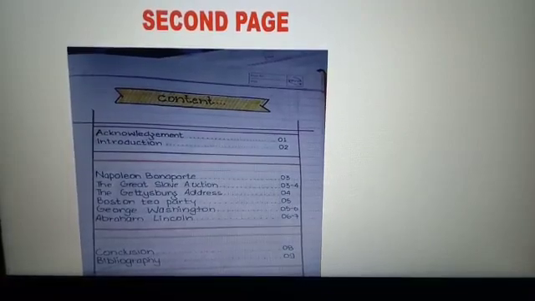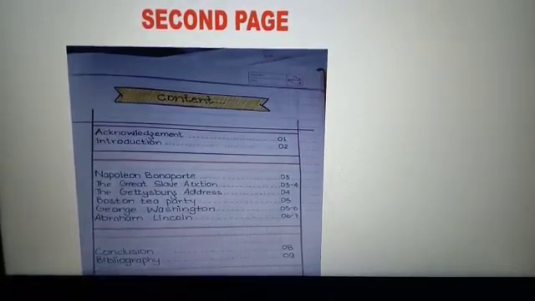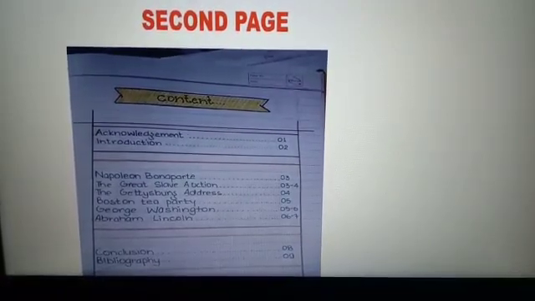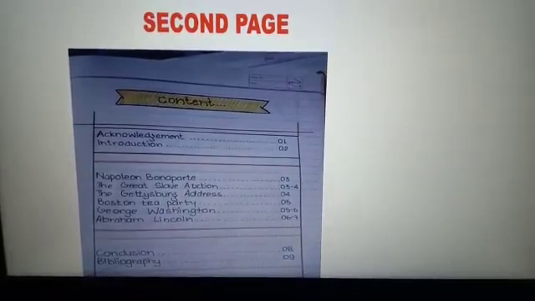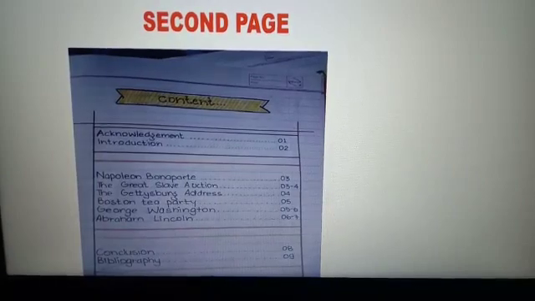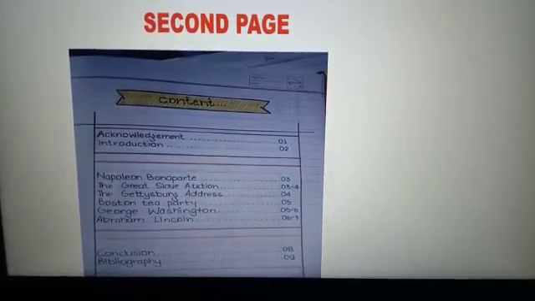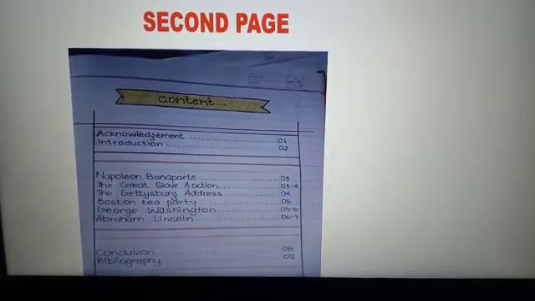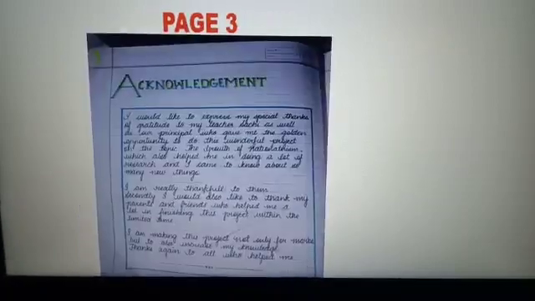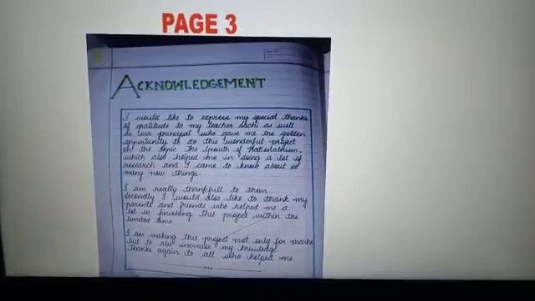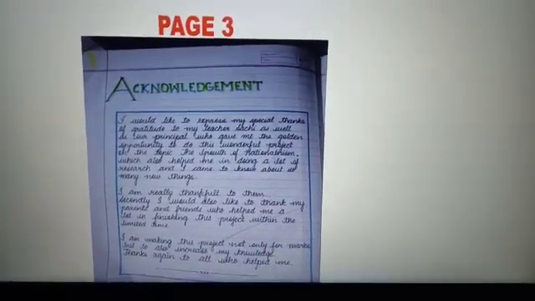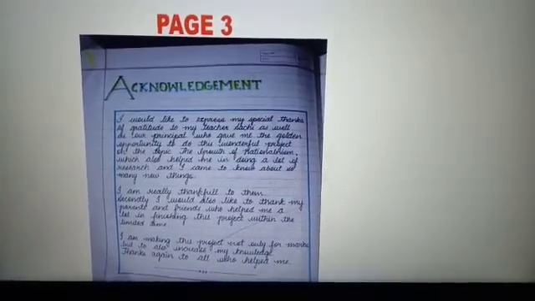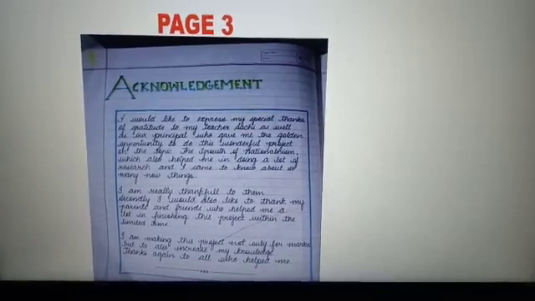In the first part, you will write the acknowledgement and introduction along with the page number. Second part, matter of the topic, what all topics you have covered in this project. And last, conclusion and bibliography along with the page number. Now, acknowledgement. This is a sample which I am sharing with you all. If you do not have an idea how to write an acknowledgement, you can go through this once and write it down.